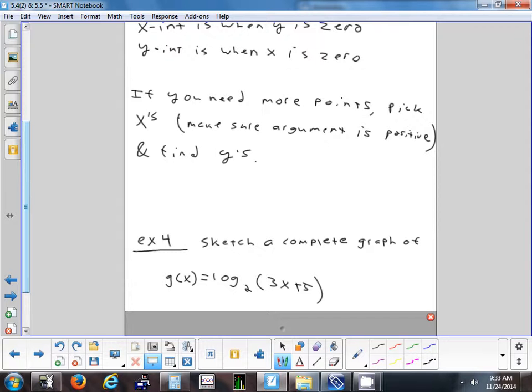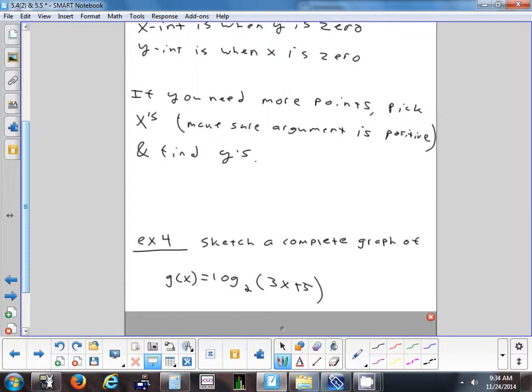Right, so let's try to sketch that. Log base 2 of 3x plus 5. Okay, just looking at the argument, I already know what to kind of expect. I'm going to be shifting the basic function 5 units to the left. And that 3 is going to compress the graph.